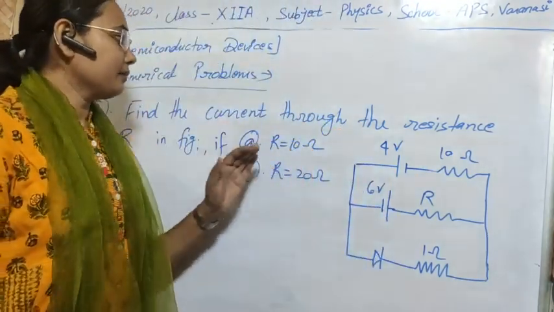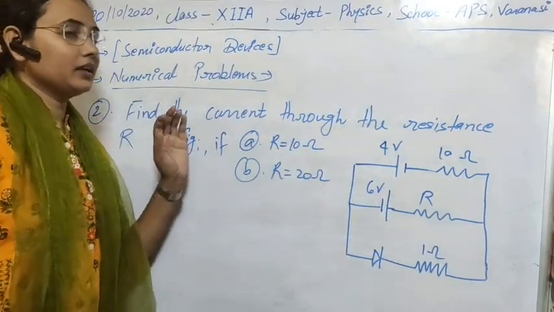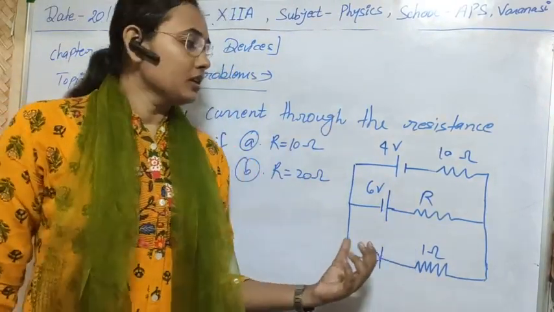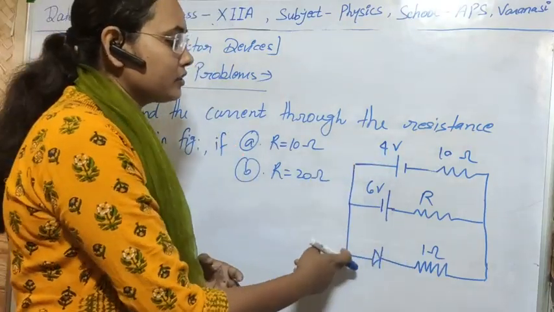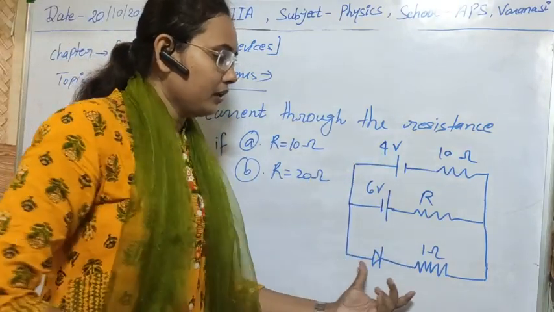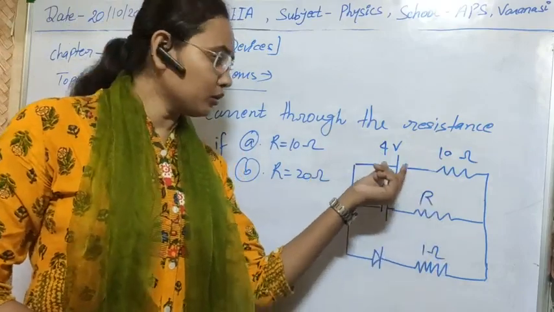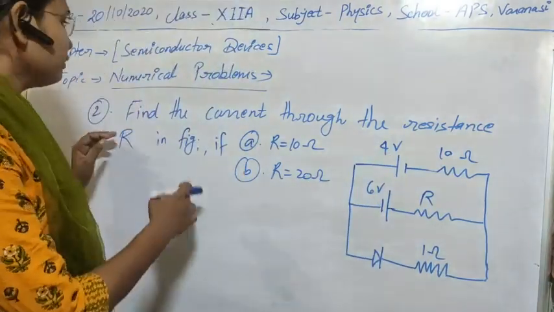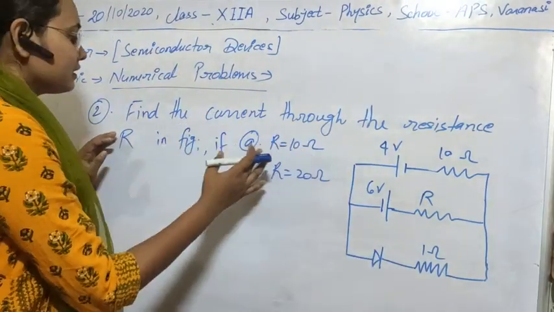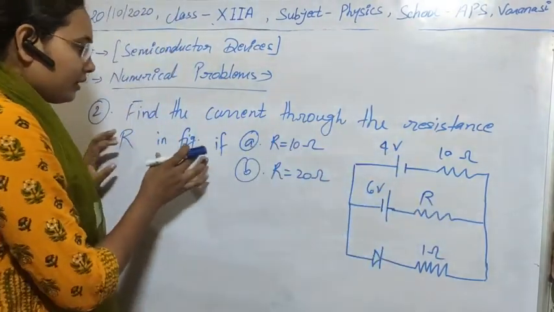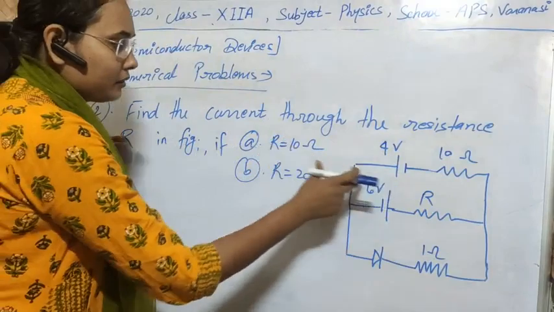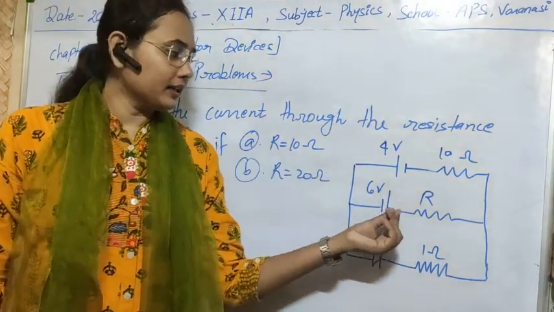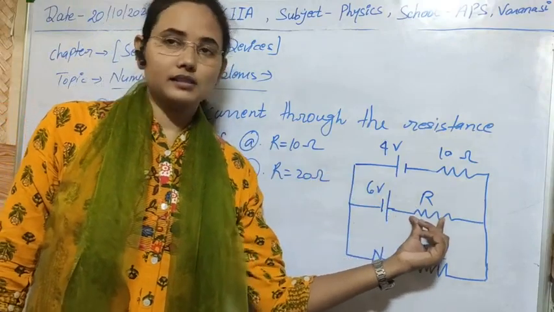So this is the second problem, which is related to the current flow in the circuit if any diode is used. Suppose here is a circuit in which we have used a diode, resistors, and two supplies, 4 volt and 6 volt. We have to find the current through the resistor R if first R equals 10 ohm and then R equals 20 ohm. So we have to calculate the current flow in this resistance.